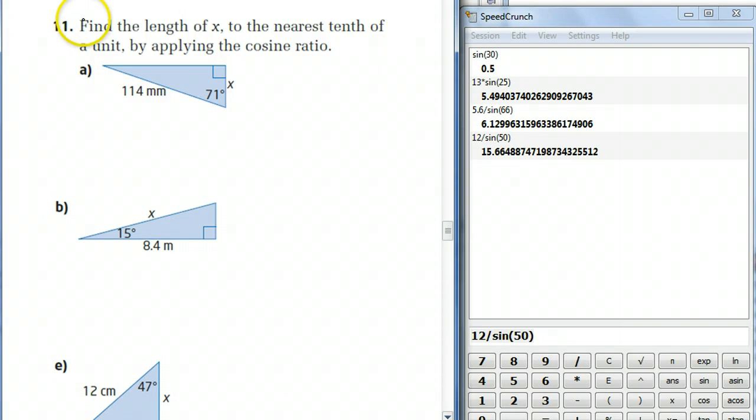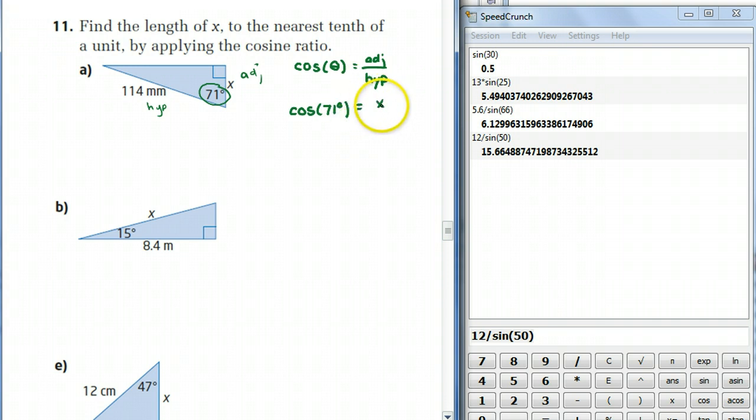So let's dive in. If I'm dealing with this angle here of 71 degrees, x is my adjacent, and 114 millimeters is my hypotenuse. So we know that cosine of an angle, let's call that angle theta, is equal to the adjacent divided by the hypotenuse. So in this case, we're looking at cos of 71 degrees, don't forget that degree symbol, is the adjacent, which is x, divided by the hypotenuse, which is 114. Therefore, x is equal to 114 cos of 71 degrees. We just multiply both sides by 114.